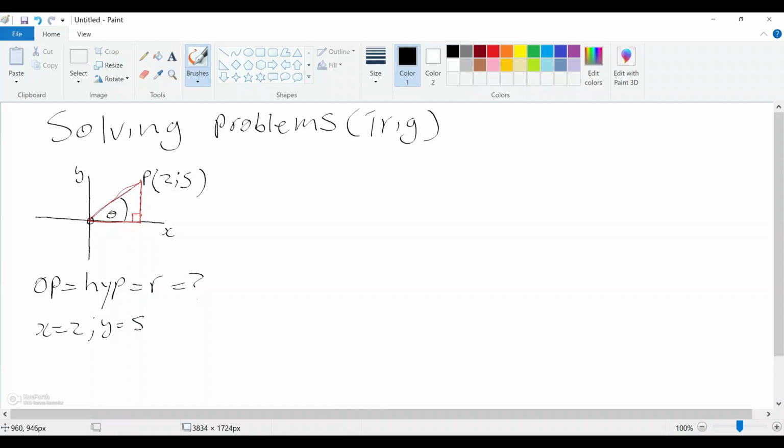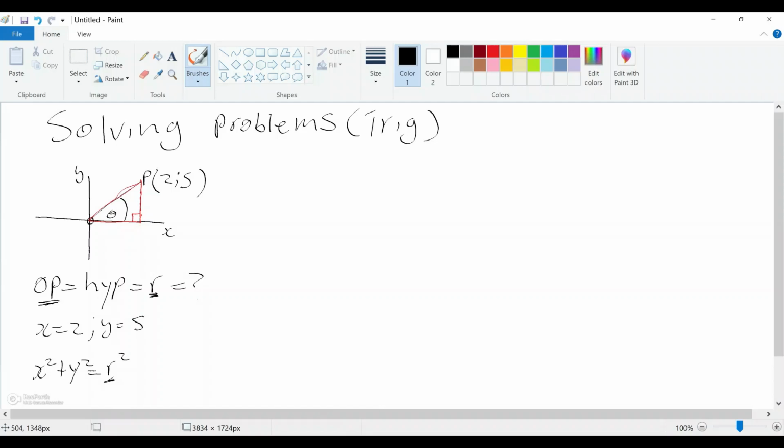Now, you're going to use your Pythagoras theorem, or theorem of Pythagoras. If you still remember, it goes like this: x squared plus y squared is equal to r squared. Now we're just going to use this formula to get our OP. Alright, remember r is the same as OP. So we do have r here. Do you guys see? Alright.